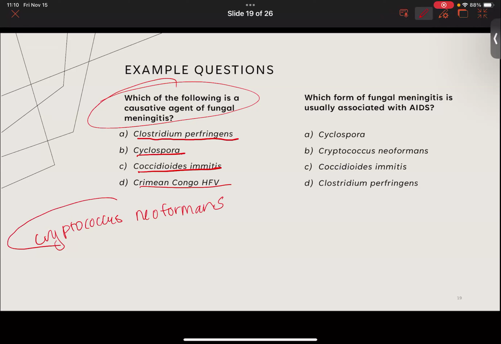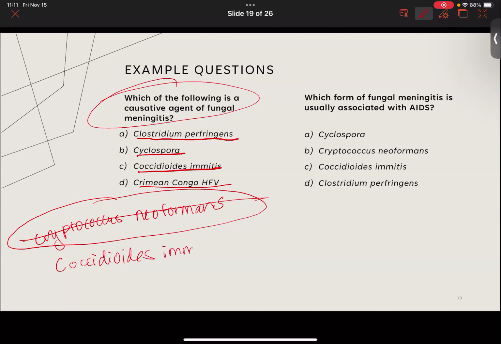Because already I wrote down Cryptococcus neoformans. Is that one of our choices? It is not. Our other one that was our fungal meningitis cause was Coccidioides immitis. And that one is.